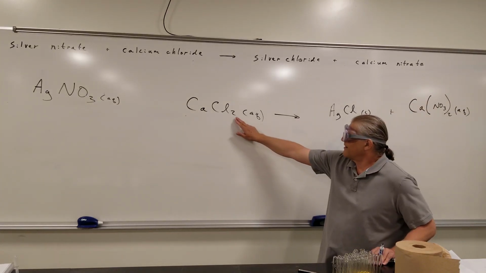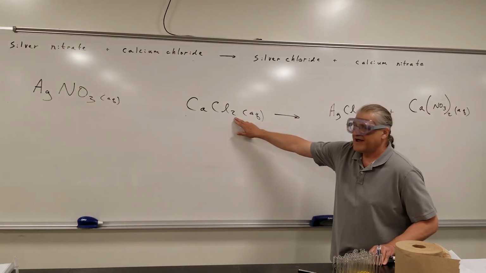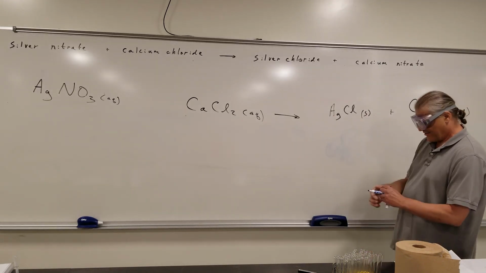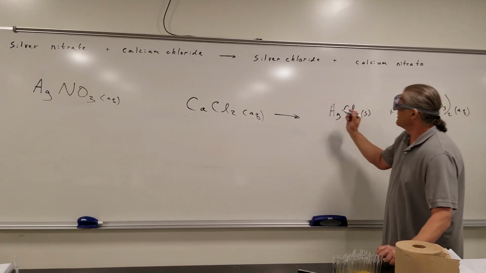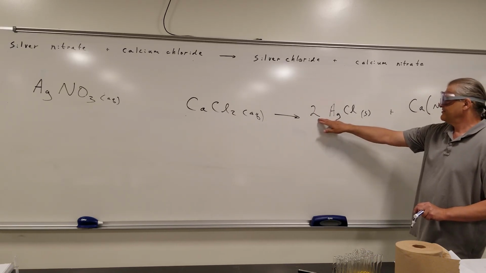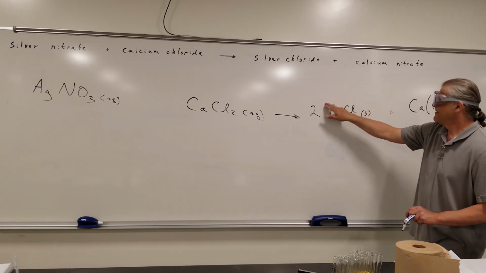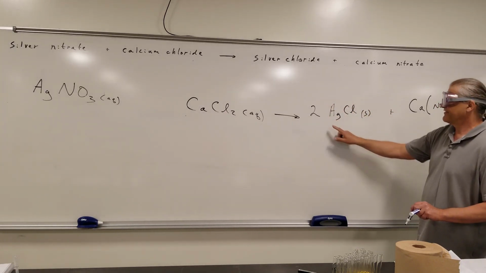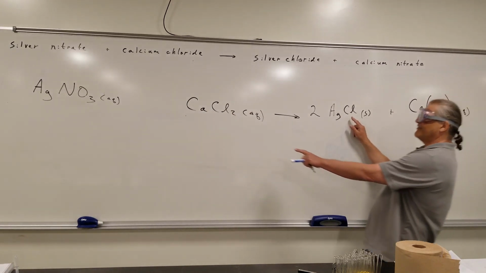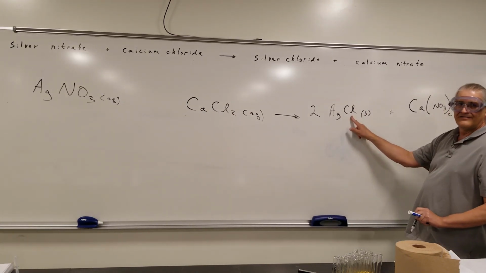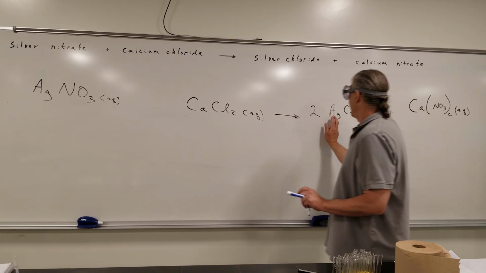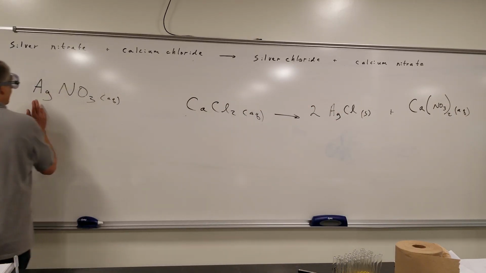So, again, our chlorine's out of whack. We have 2 chlorine atoms on the left, only 1 chlorine atom on the right. How can I fix that? I'll put a coefficient of 2 out front. That means 2 units of silver chloride, which represents 2 atoms of silver and 2 atoms of chlorine. Now, 2 chlorines here, 2 chlorines here. When I did that, that threw my silver out of balance because I have 2 atoms of silver. Over here I only have 1.